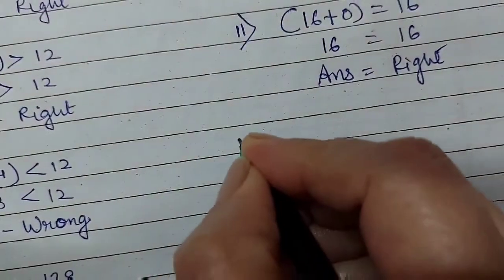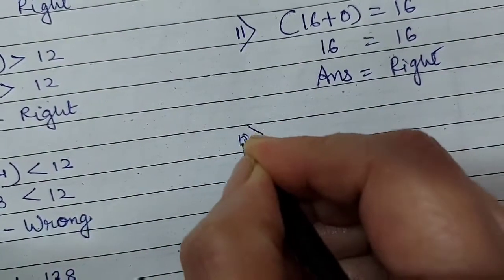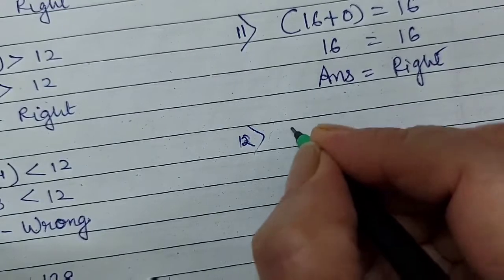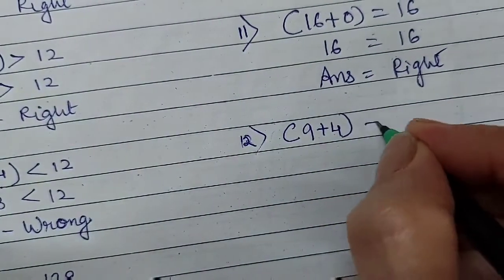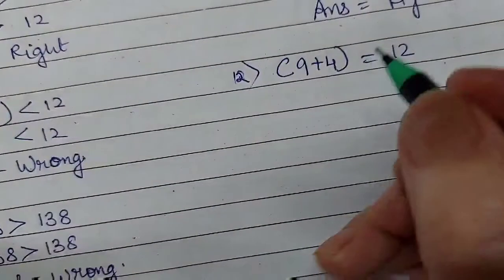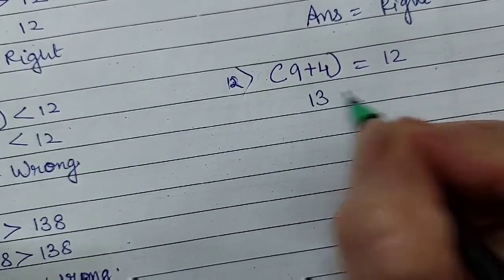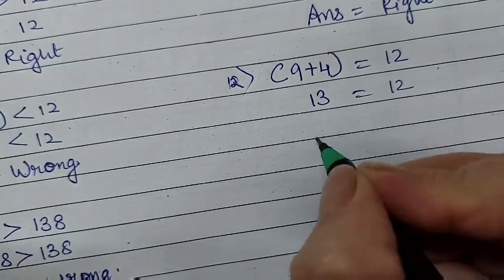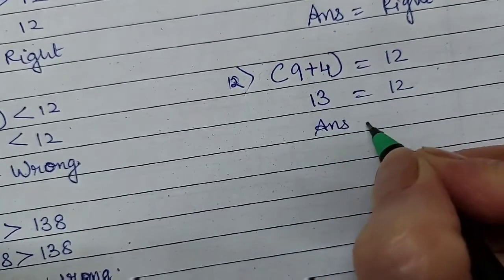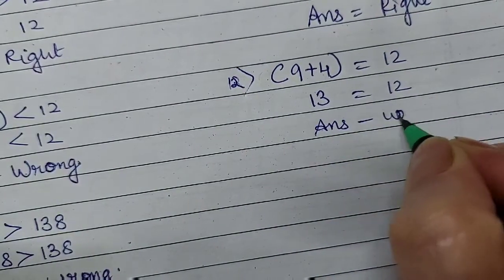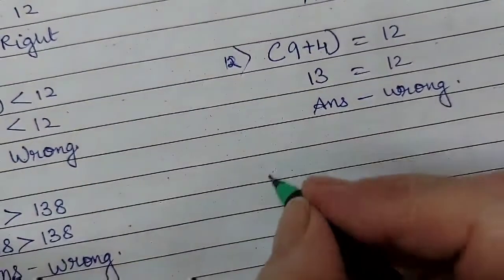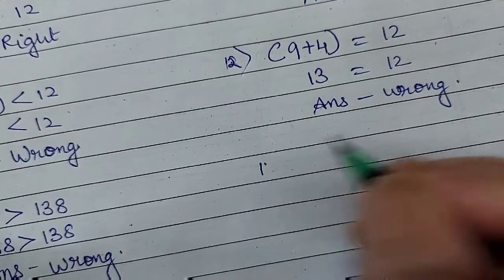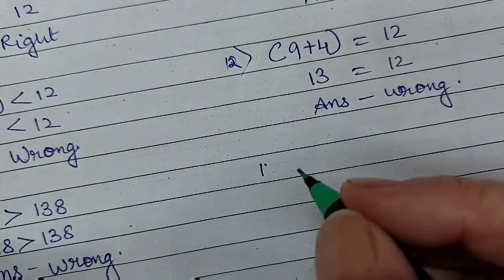Now coming to the 12th sum. Your 12th sum is 9 plus 4 is equals to 12. Now 9 plus 4 is 13, which is not equal to 12. So the answer is wrong. Okay, so we have finished the first sum.